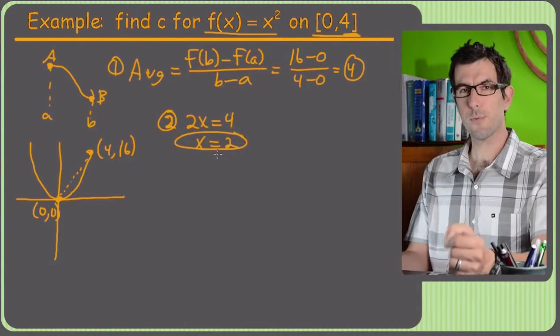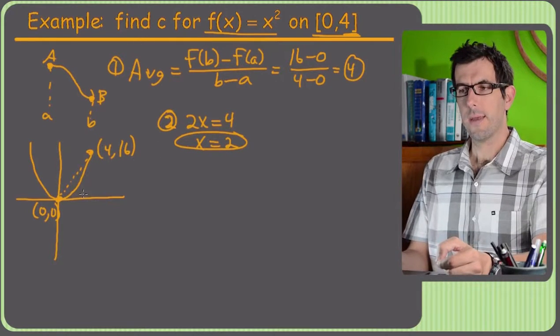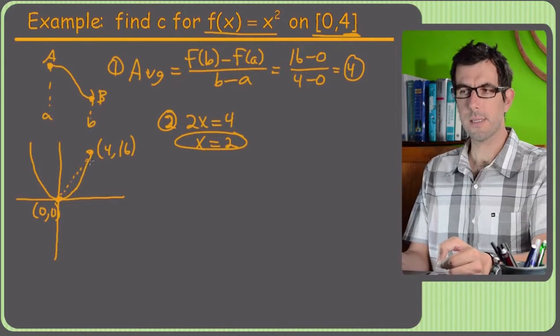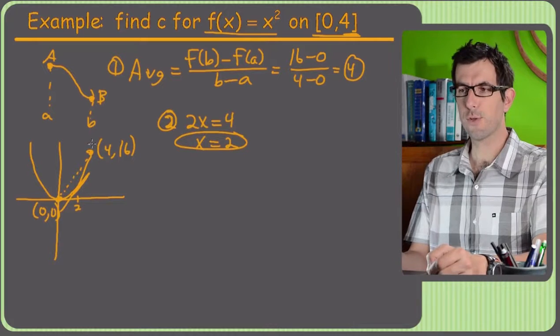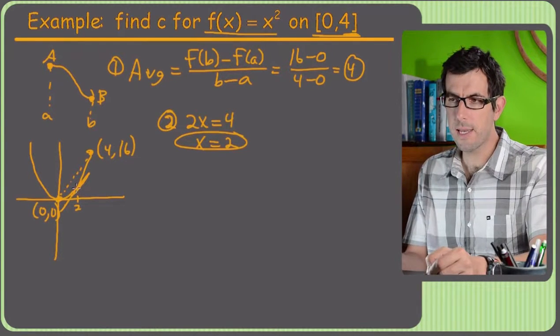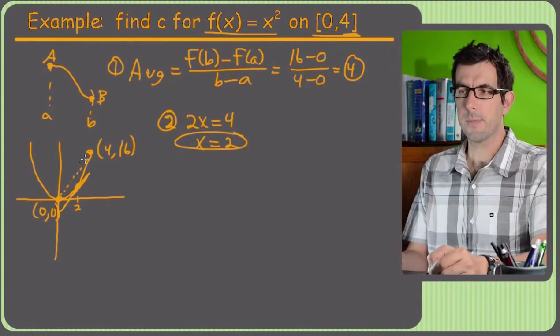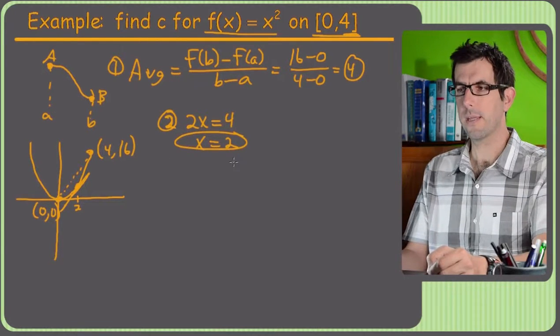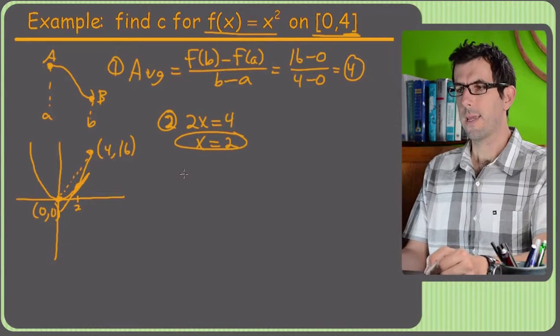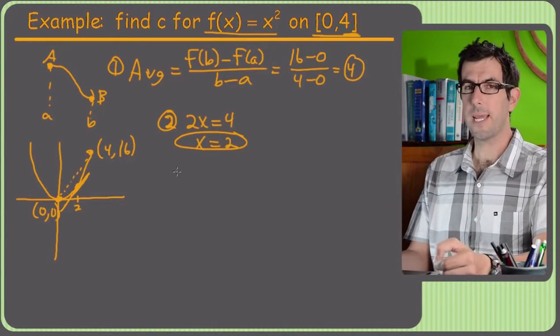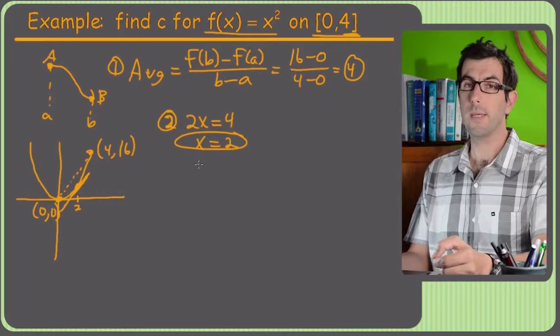All right, so x equals 2 is that magical point where the slope of the tangent line is parallel to the average line. 2 is halfway between 0 and 4, so that's right here. And obviously, this is not an amazingly to scale drawing, but you can see how the tangent line at x equals 2 is pretty parallel to that average line. So we're all set.